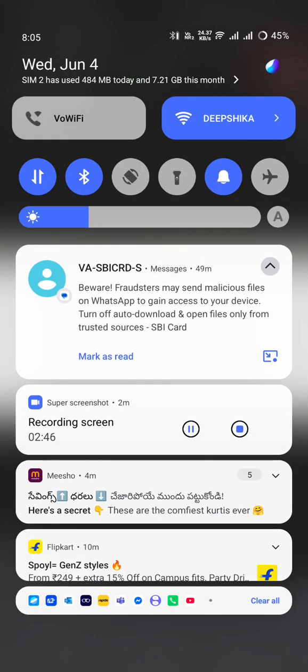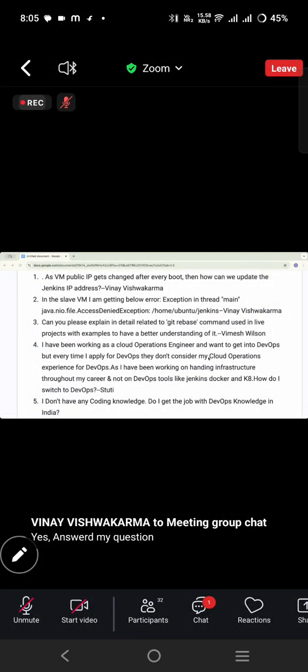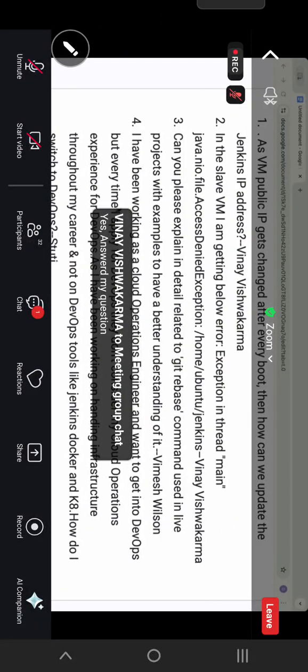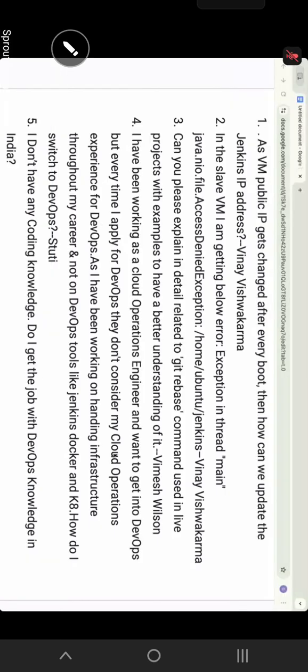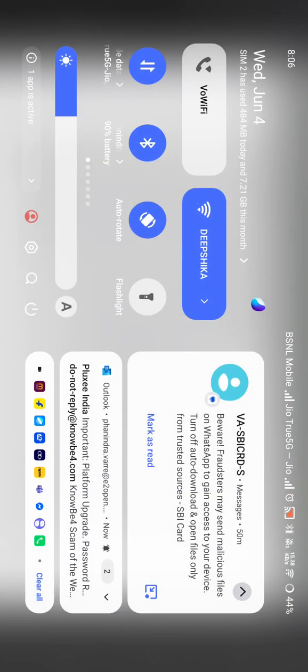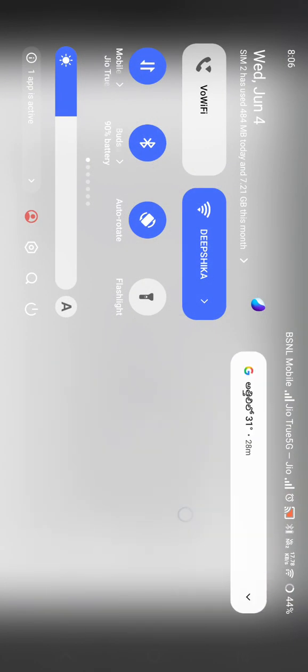In the slave VM, okay, nice, you are getting an access denied exception. With what user are you trying to access your Jenkins? The problem here is you are trying to access the home Ubuntu Jenkins directory, meaning the Ubuntu home directory, with your user, I believe. I don't have any screenshot from you, so I don't know what you're doing, but I'm 100% sure you are trying to start your slave or worker node, the worker agent, with your user, and that is having the location of home Ubuntu. That is another user. So of course you will not have permission.